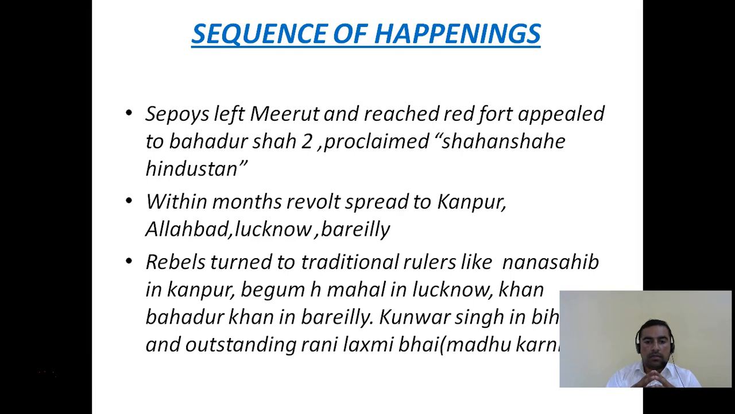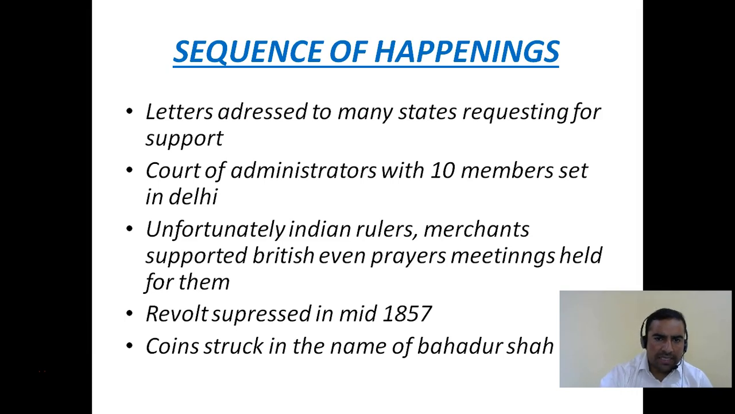Her respected name was Madhu Karnika. She was an outstanding leader, and the soldier and the officer who defeated her had a lot to say in her praise. Fine. After that, what happened? Letters were addressed to many states requesting their support. They came from Meerut, then the revolt spread, and letters were addressed to many states requesting help. A court of administrators with 10 members was set up in Delhi, where the decisions of the administration were taken. It was kind of a constitutional democracy.